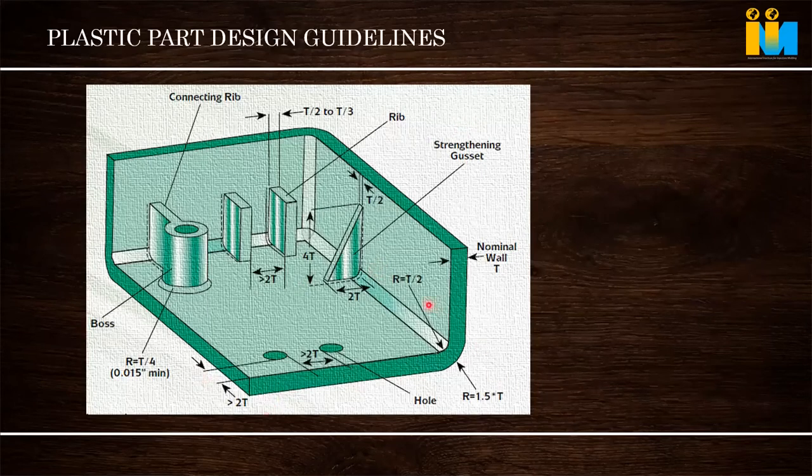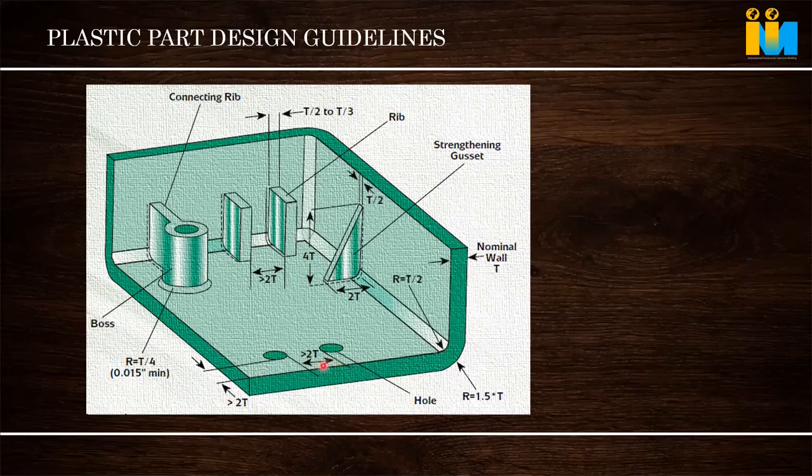See, if everything is derived from the nominal wall, this is the nominal wall thickness T, then the thickness of ribs you can see is T by 2, which means 0.5. It can go up to 0.5 to 0.75. Height should be 4T, or this can be 2T. Outer radius means 1.5 times T. If 1 mm is the wall thickness, then 1.5 times T will be 2 mm, then it will be 3 mm. And inside will be T by 2, thickness by 2. If it is 3 mm, then inside will be 1. The logic is only that uniform wall thickness is maintained everywhere.